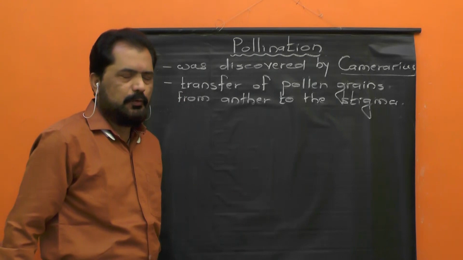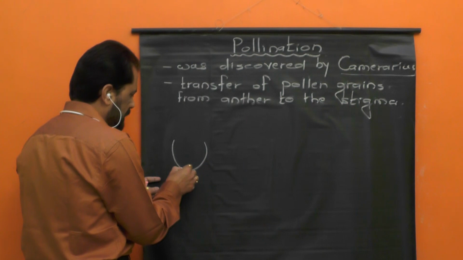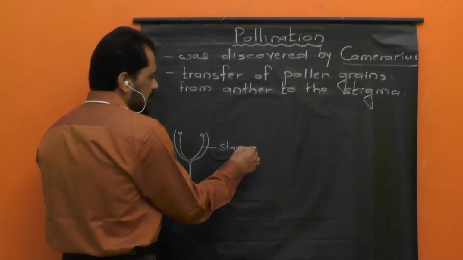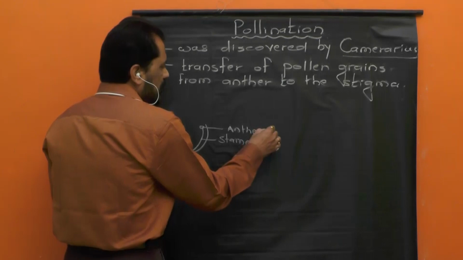Suppose here is any flower, just imagine. In this flower, suppose these are the stamens. You know that the stamen has an upper small sac-like structure known as the anther, in which the pollen grains are produced.